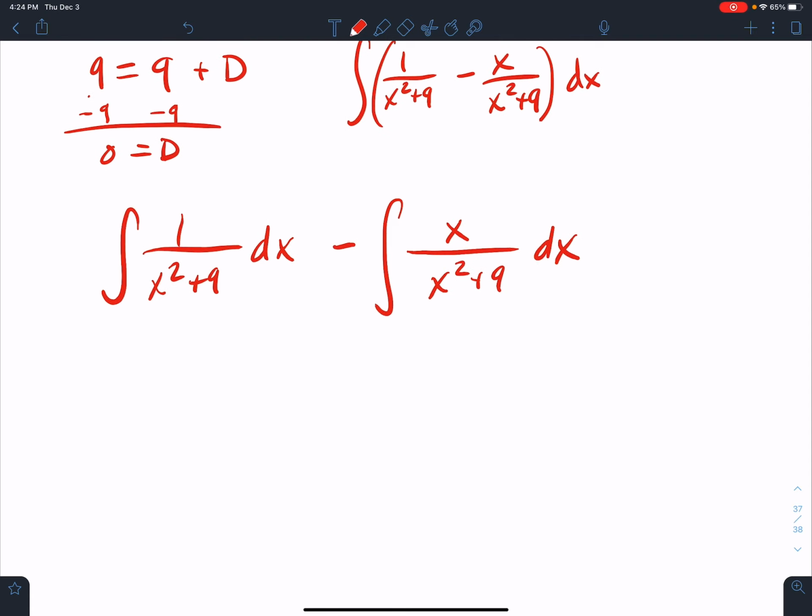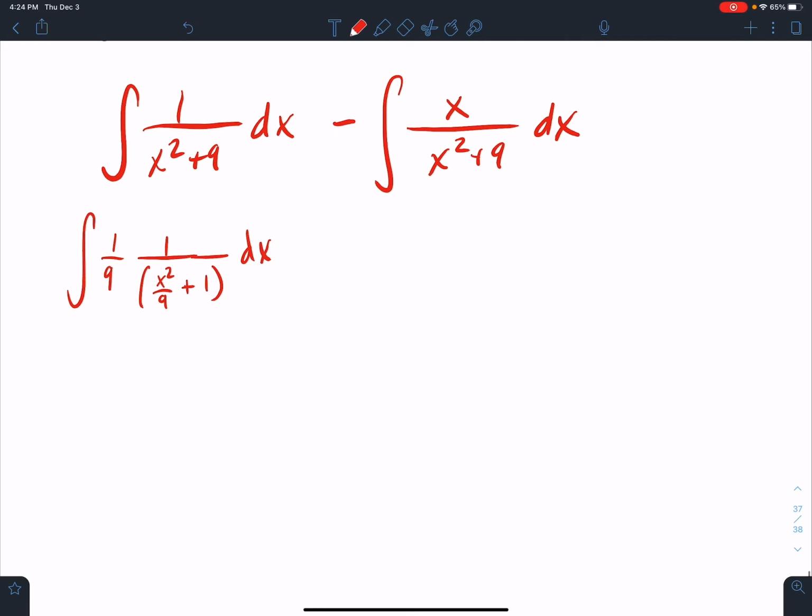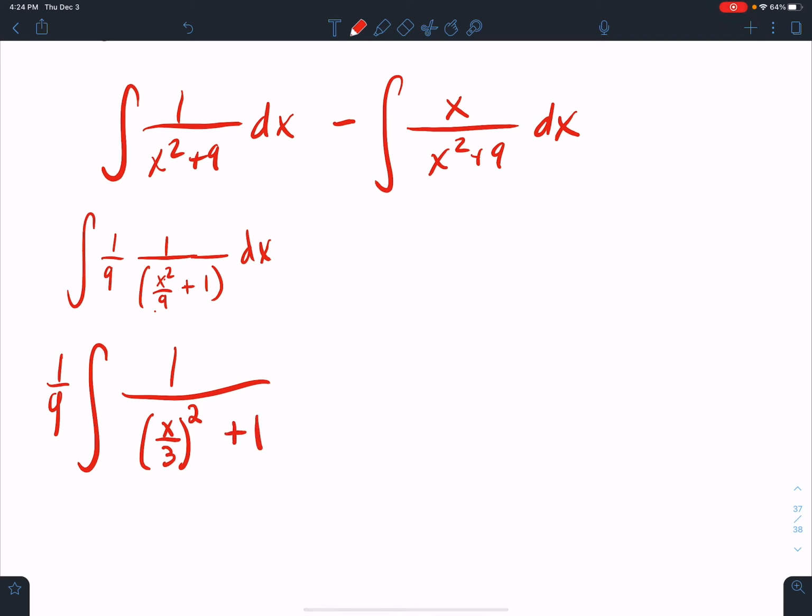What I'm going to do is factor a 9 out here. So I have 1/9 factored out, and that leaves me 1 over x squared over 9 plus 1 dx. Then I'm going to put the 9 inside the squared part. So I'm going to pull the 1/9 out. What do I mean by this? I'm going to have x over 3 inside, all squared. You see how I put the 9 inside the squared part? So 3 squared is still 9.